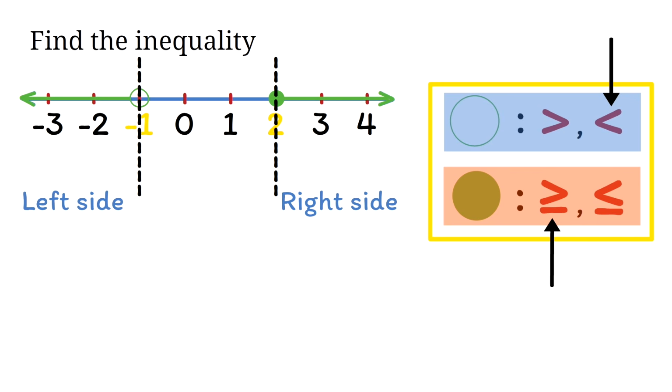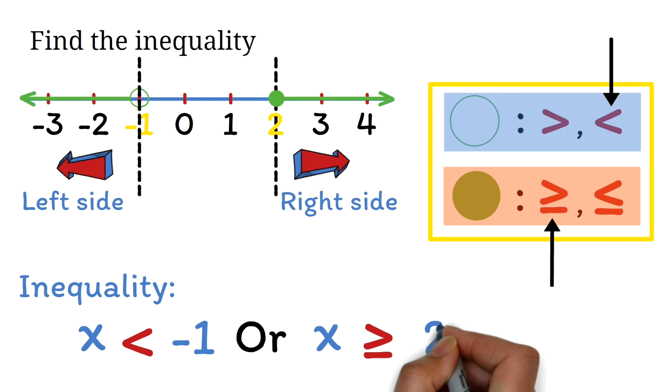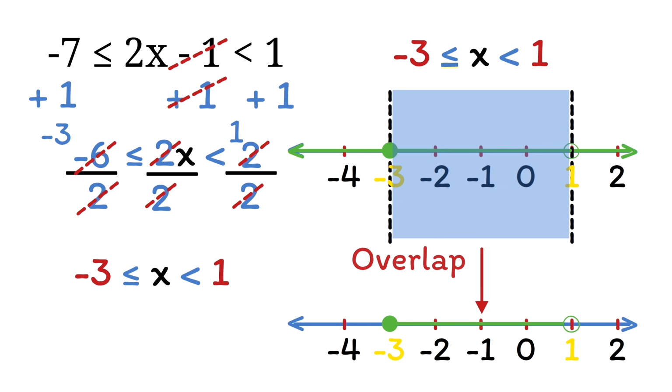This tells us that we are looking at all possible values of x less than -1, but not equal to -1, or all possible values of x greater than or equal to 2. Thus, we write our inequality as x is less than -1, or x is greater than or equal to 2, our final answer. Notice that in this inequality, the two solution ranges do not overlap, unlike in the previous inequality.